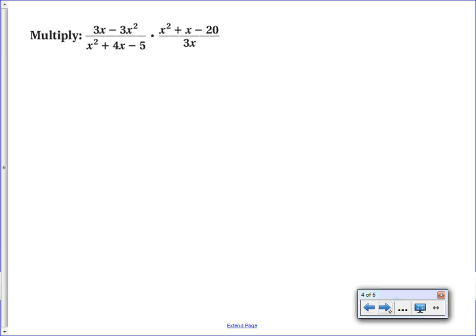Okay, so my first fraction I have on the numerator, I can definitely take out a 3x, I have to show it. I'll be left with 1 minus x.